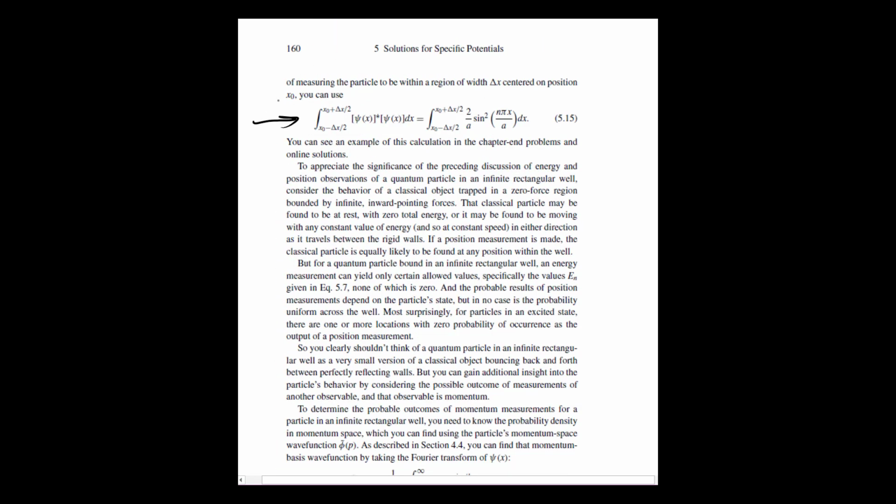Here's what that looks like in equations. You see the limits of integration are from x0, that's the center of the region we're trying to determine the probability for, minus delta x over 2. Delta x is the width of the region we're considering, to x0 plus delta x over 2. We have to integrate psi star psi over that, and we know what those are: sine of n pi x over a. We plug those in, multiply them together. This is the integral we get. One of the chapter end problems has an example of this. Remember, the full solutions are available if you'd like some help in getting the answer.